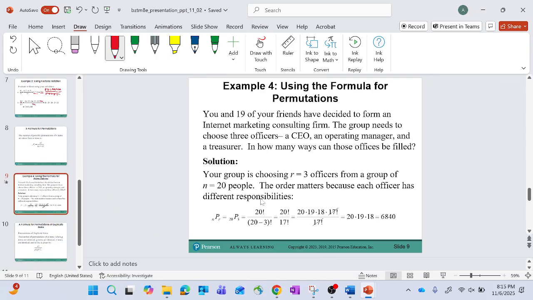So, you and 19 of your friends have decided to form an internet marketing consulting firm. The group needs to choose 3 officers: a CEO, an operating manager, and a treasurer. How many ways can you choose these offices to be filled? So you have 20 people to choose from, and you need to choose 3 people. Credentials don't matter. All that matters is you're picking randomly.